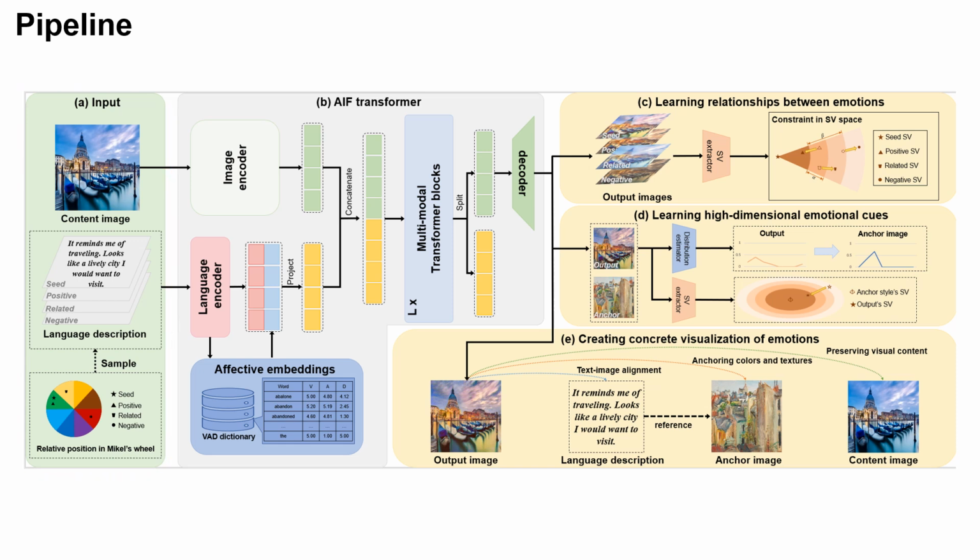First, we select positive, related, and negative text descriptions for each seed text description from the AIF dataset using similarity lists and use them as inputs. Next, we encode the text and images separately, input the encoded tokens into a multimodal transformer, and then obtain the generated image through the decoder. Finally, we train the model to understand abstract emotions in user texts and create appealing images that evoke emotional responses.